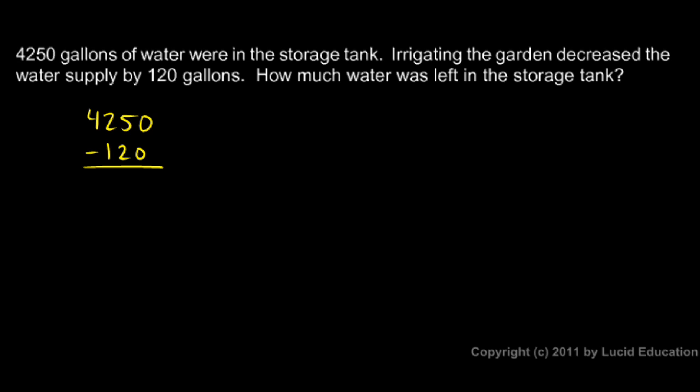And so then we do the problem. 0 minus 0 is 0. 5 minus 2 is 3. 2 minus 1 is 1. And we keep our 4. So the answer is 4,130 gallons.